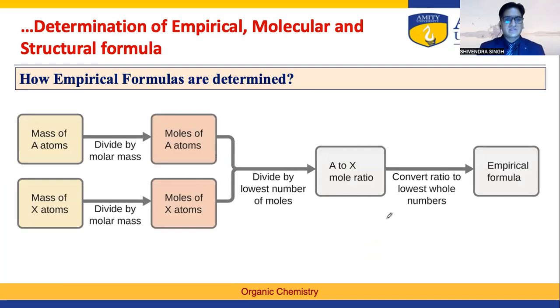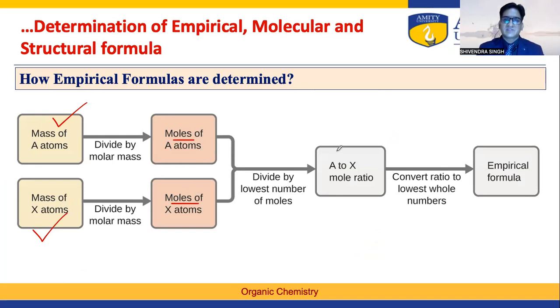So the question is how we can determine this empirical formula. For determination of the empirical formula, we have a roadmap. We have to know the atomic mass of the atoms which are given in the question. Then we divide the mass by the atomic mass of this particular atom. Similarly, we divide by the atomic mass of X. Then we find the number of moles. Once we have the number of moles, we divide each by the smallest number of moles.